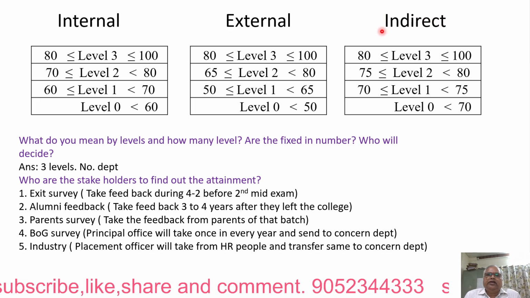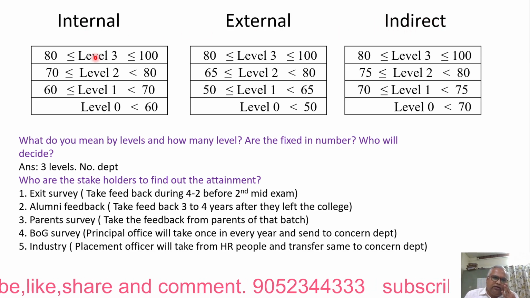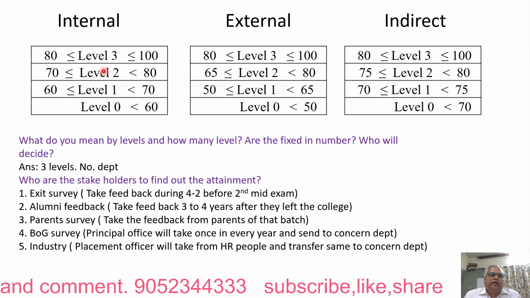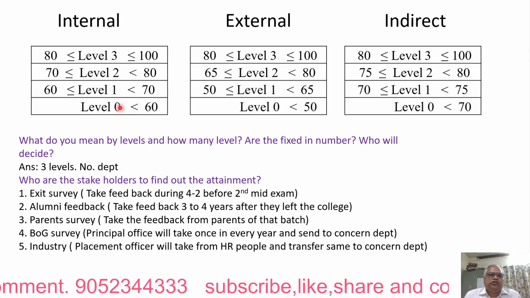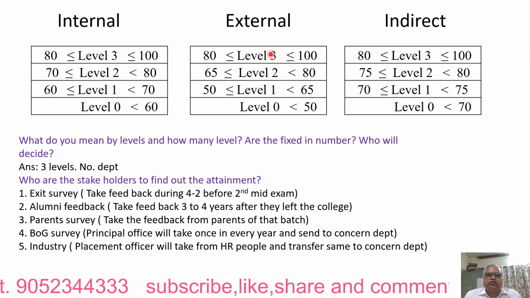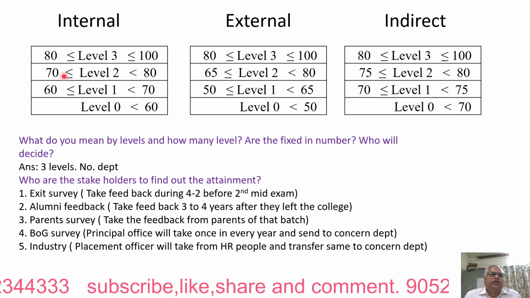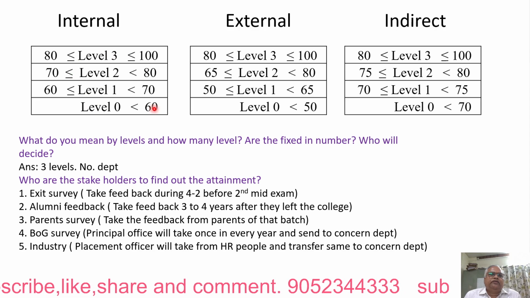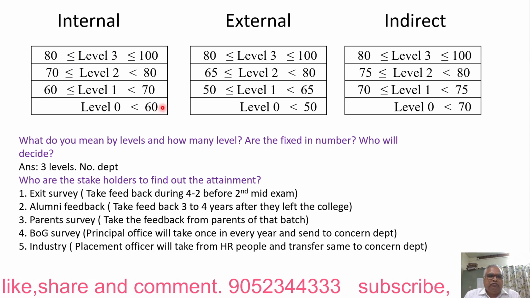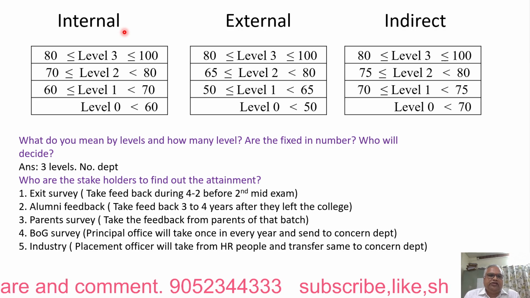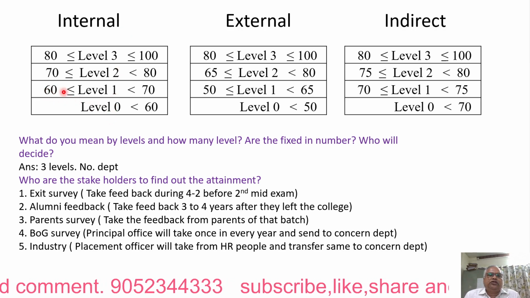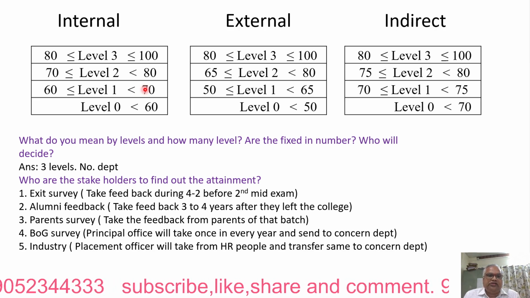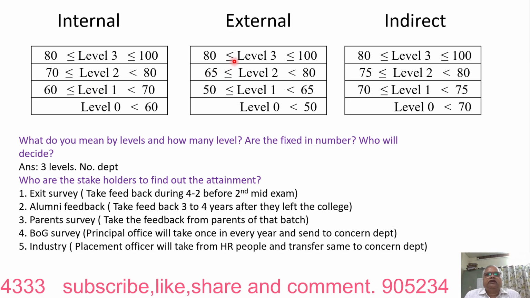Indirect attainment, again, it is different. So internal, external, indirect. For the internal exam, the number of levels are 0, 1, 2, 3. External also 0 to 3, indirect also 0 to 3. But these percentage ranges are different. If 60% of the students are below the class average, then level 0. If 60 to 70% of the students are above the class average, then level 1. Like that it is done.